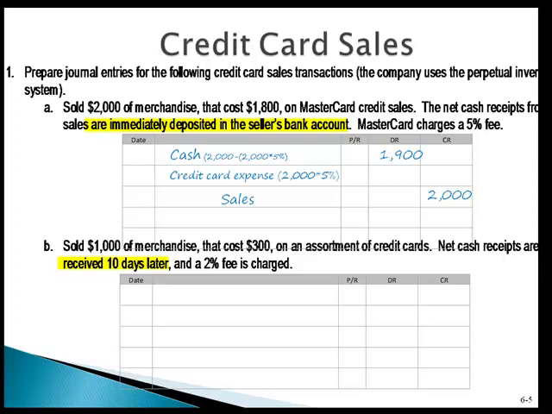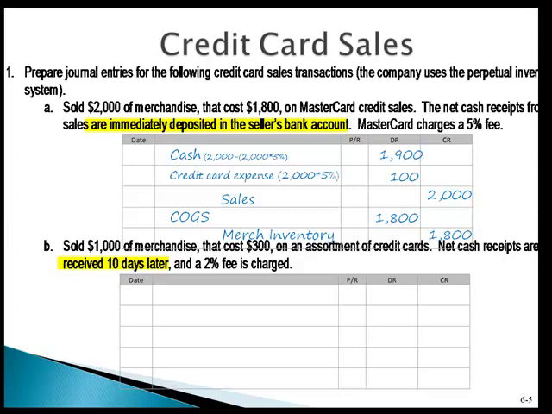The difference here goes to a selling account called credit card expense. This is just an expense account. It's a cost of doing business. It's a selling expense. $2,000, the cost of the sale, times 5%. That means we incur a $100 credit card expense. Now that's the top part of our transaction. Remember, we still have to record cost of goods sold and merchandise inventory for the lesser amount, the $1,800.